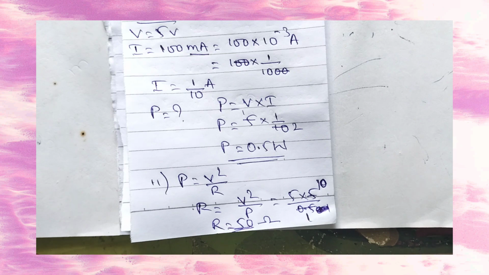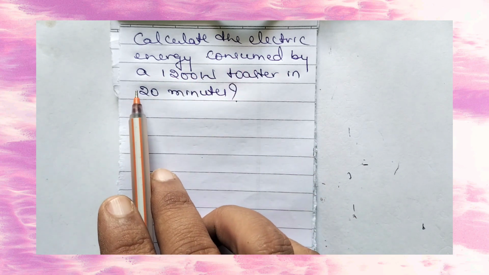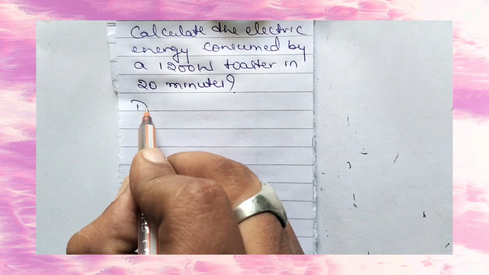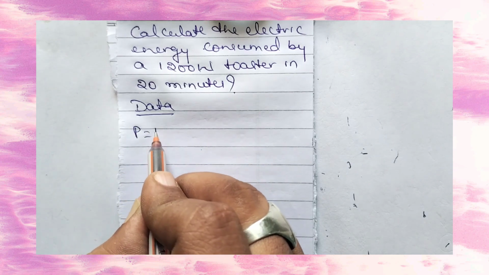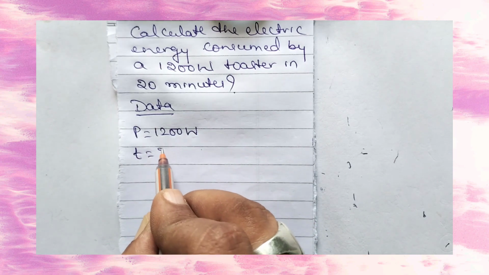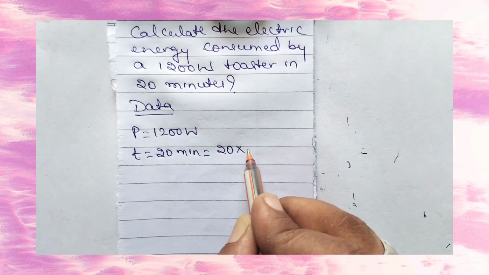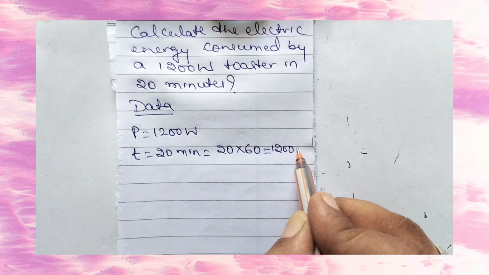So like this we have to calculate the resistance. So now let us move to the next question. Calculate the electrical energy consumed by a 1200 watt toaster in 20 minutes ಅಂತ ಕೊಟ್ಟಿದ್ದಾನೆ. So now let us answer this question. ಸೊ ಡೇಟಾದಲ್ಲಿ ಲಿಸ್ಟ್ ಮಾಡ್ಕೊಳ್ಳೋಣ. In the data they have given power P is equal to 1200 watt. Next time is given as 20 minutes. So if we convert those 20 minutes, 20 into 60 seconds for 1 minute. So 20 into 60 becomes 1200 seconds.